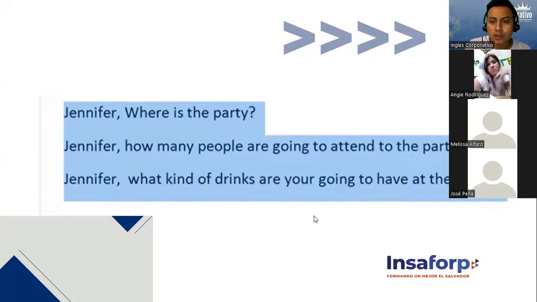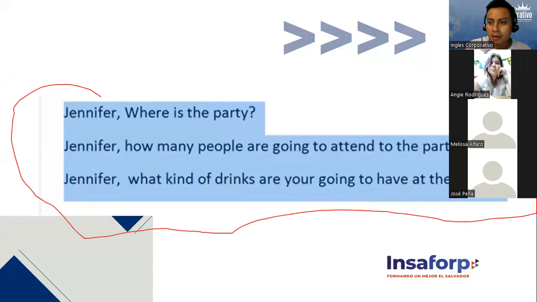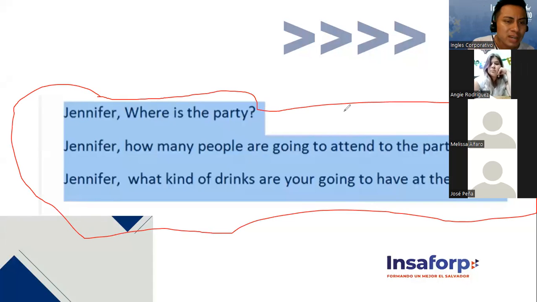Jennifer, what kind of drinks are you going to have at the party? So what do we say here? Can you ask Angie where the money is, exactly, Evelyn? What about this one? I think we're gonna start with this tomorrow. Please write these examples. I want you to write me the examples. And then tomorrow we're gonna talk about some slight differences between whether and if, which I consider is important to clarify.